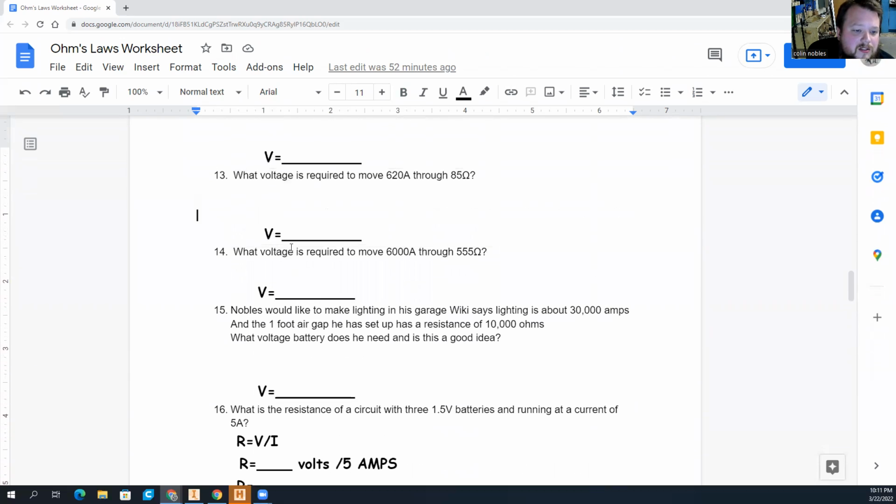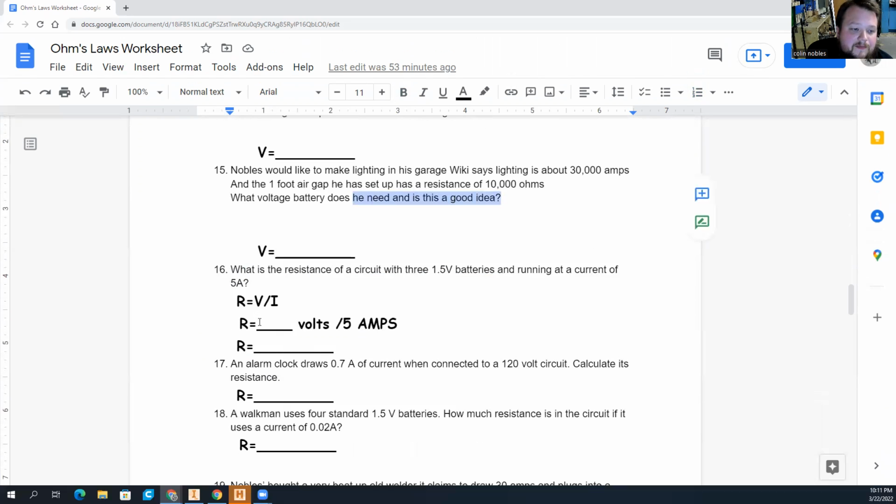Run through all these and solve for all this voltage here. This is a problem where I'm trying to recreate lightning in my garage, theoretically. I'm dealing with 30,000 amps of current, and I'm dealing with 10,000 ohms of resistance. I'm looking to find out how much voltage I would theoretically need out of my AA battery to recreate lightning in my garage. So tell me what voltage I'm going to need and tell me whether or not this is a good idea.